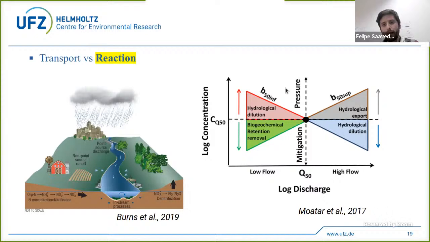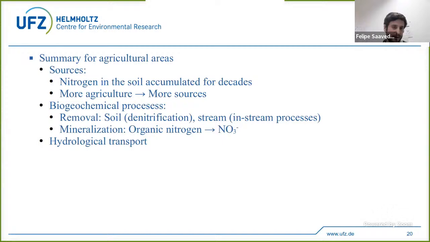In this paper from Motard 2017, they did this CQ analysis, but with a segmented linear regression, not only one linear regression. They divided at Q50, with one slope for the low flow and one slope for the high flow. In the low flow, they noticed that the slope can be steeper, meaning that with very low flow, you can have very low concentration because of biogeochemical retention. For in-stream processes, for example, if you have lower flow, you will also have lower velocities and longer residence time, which are positive for this biogeochemical removal of nitrate.